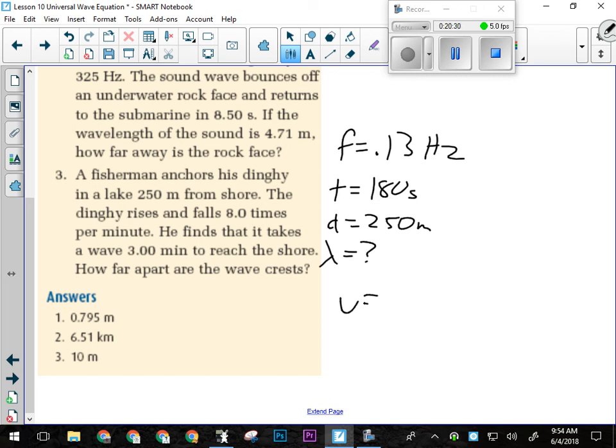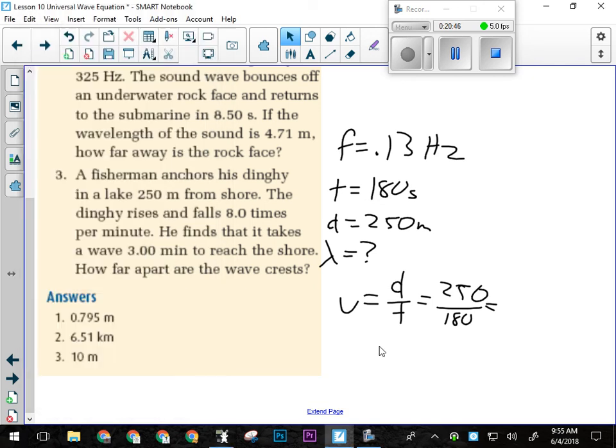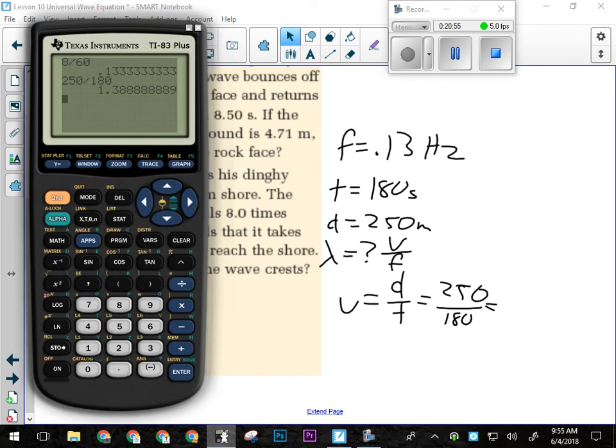First we're going to want to find V. V equals d over t, so 250 divided by 180 will give us the wave speed. Our wave speed is 1.38 repeating meters per second. Now that we have that, we can find lambda. Lambda is going to be V over F. Everybody all right with that? Just manipulating the universal wave equation. So we'll take our number there and divide it by 0.13. These are long waves. They're 10.7 meters in length.